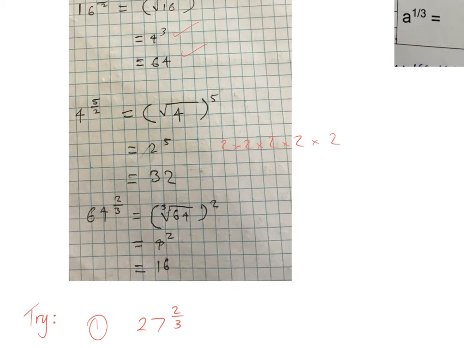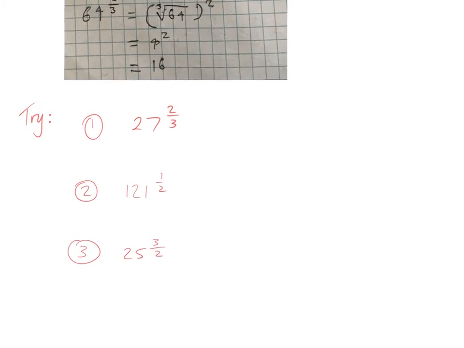Final one then, it says 64 to the power of 2 over 3. That means you cube rooted that. Over 3 means the cube root there, and then squared because that's the top number. The cube root of 64 is 4, and then 4 squared is 16. Okay, could you now pause the video and attempt these 3 questions?